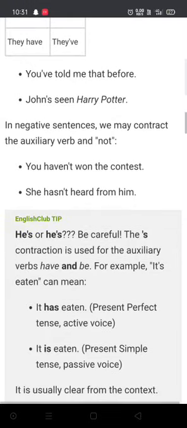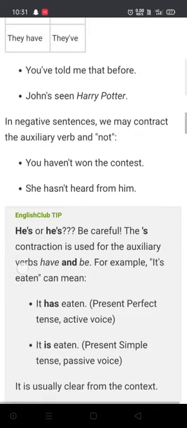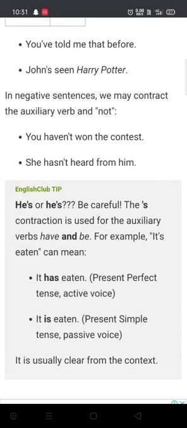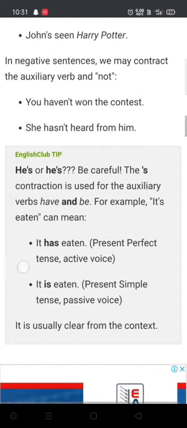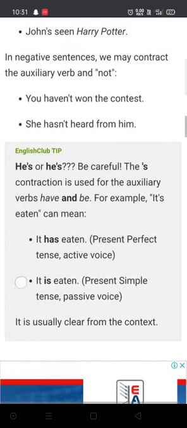In negative sentences, we may contract the auxiliary verb and not. So, you haven't won the contest. She hasn't heard from him. Now, haven't here is the contraction of have not, and hasn't is the contraction of has not. Okay, so this is how you contract things.